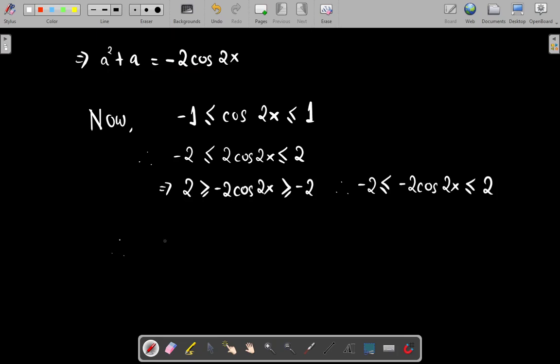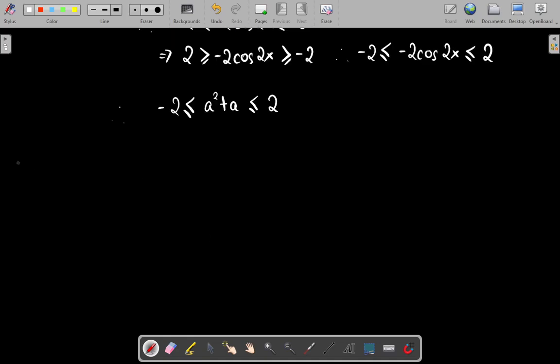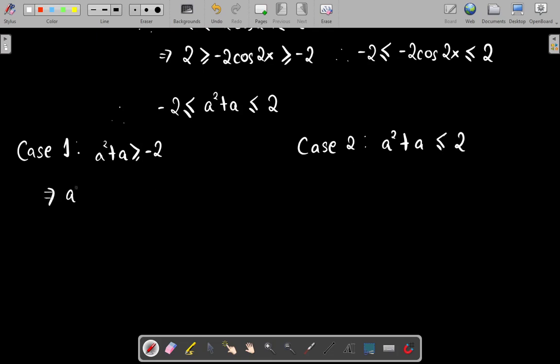This implies that minus 2 is less than or equal to a square plus a, which is less than or equal to 2. That is, a square plus a is in the interval minus 2 to plus 2. So I can get two cases from here. Case 1 is that a square plus a is greater than or equal to minus 2, that is this first half. The other case is that a square plus a is less than or equal to plus 2. From the first case, if I take this 2 to the other side, this becomes a square plus a plus 2 greater than or equal to 0.